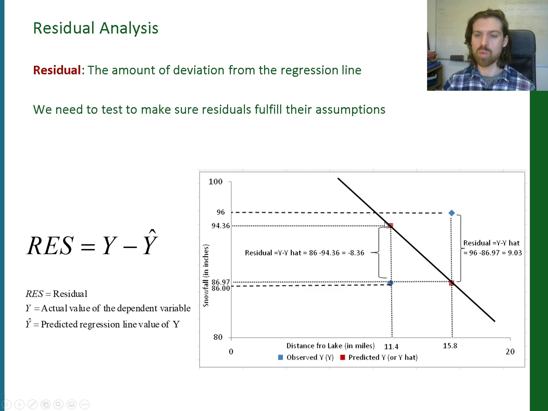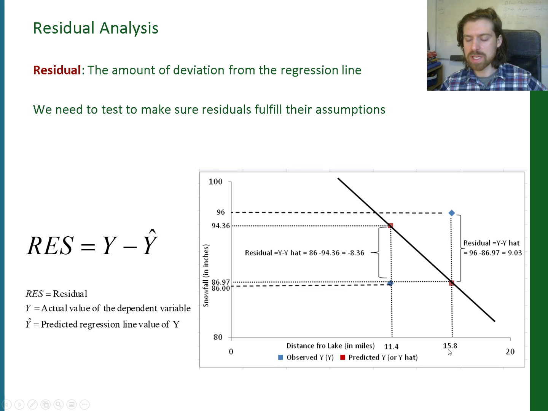But the point is that we have this line of best fit here. We have the predicted values from our model, which are the orange squares here. So we're saying for 11.4 miles from the lake, we predict that there would be 94.36 inches of snow. And actually the real value is down here. So what we end up with for the residual is minus 8.36. And the way that we got that was we took the real value and we subtracted the predicted value, and it gave us this value here, okay?